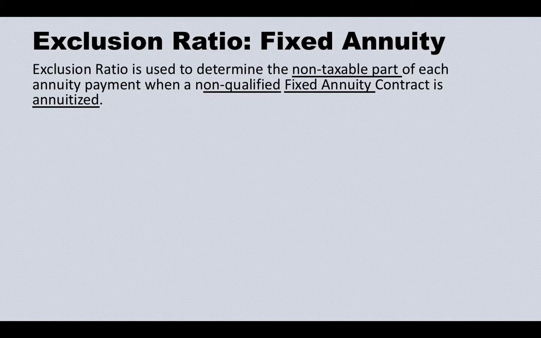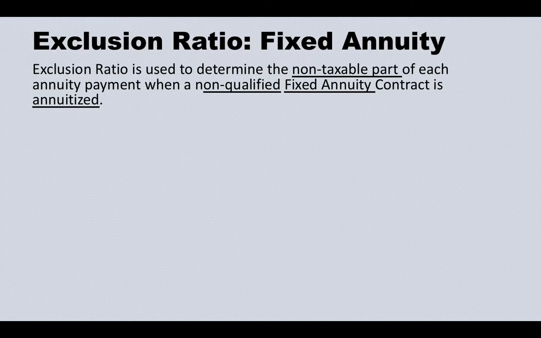Hi, in this video, I'm going to talk about the exclusion ratio in a fixed annuity policy. So basically, if you own a fixed annuity policy, then you start taking monthly payments or your policy gets annuitized. So basically, you get periodic payments, right?